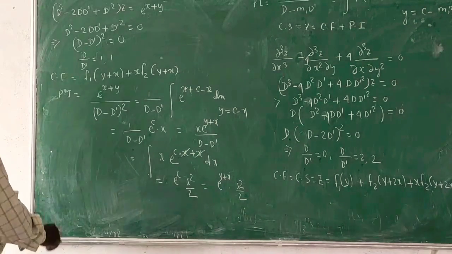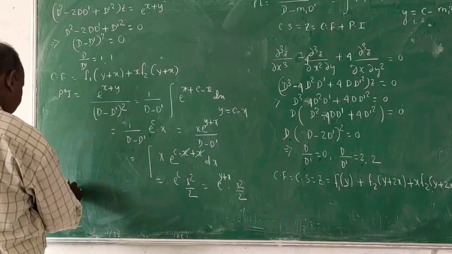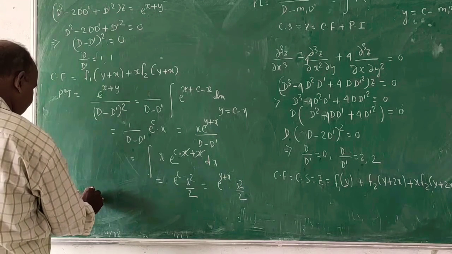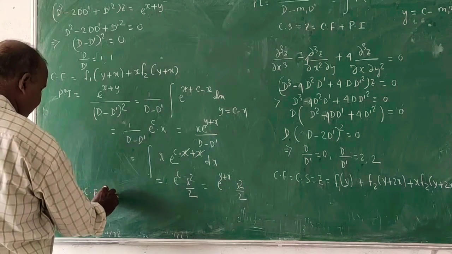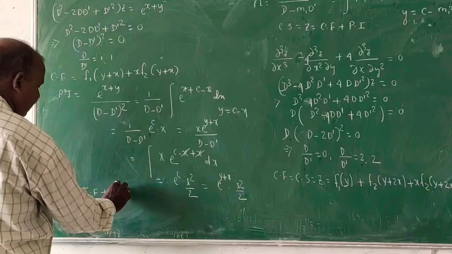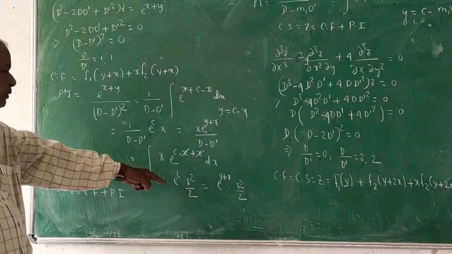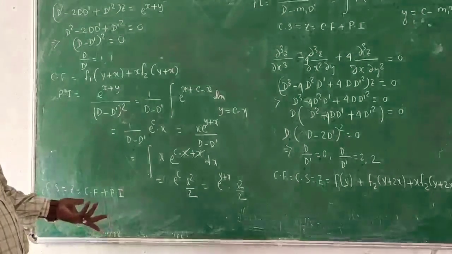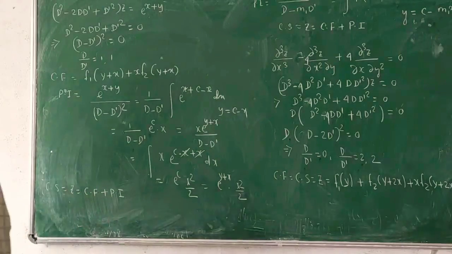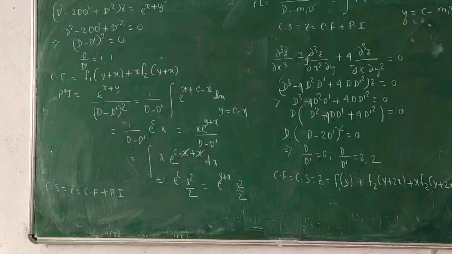Now the complete solution is z is equal to CF plus PI. So here I got the CF, you substitute it. I got this as PI, you substitute it. Then you get the complete solution. So take another problem.